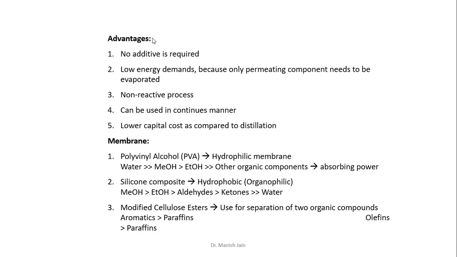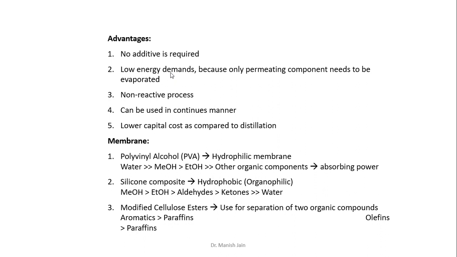Now the advantages of the pervaporation process over the other processes. First, no additives are required. As I told you, the pervaporation process is generally used to separate azeotropic mixtures. If you are using any traditional separation process, then you need an azeotropic additive to separate out that liquid. But here we are using a selective membrane, so additives are not required.